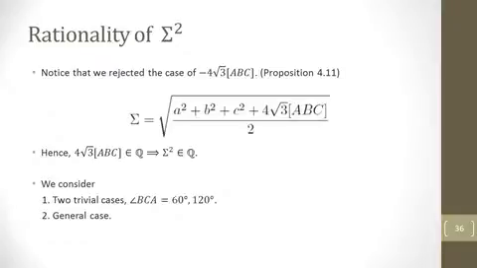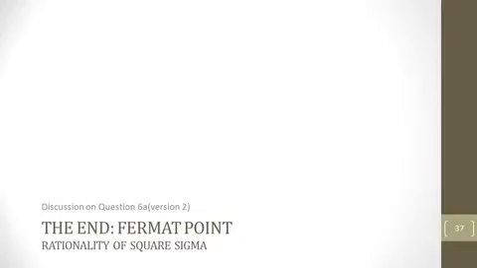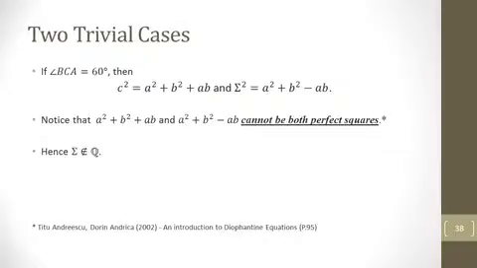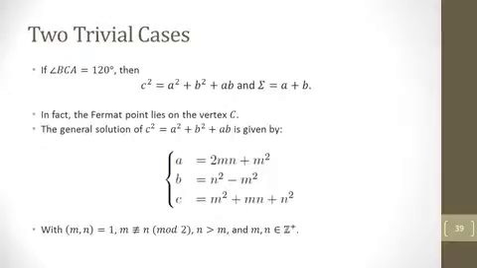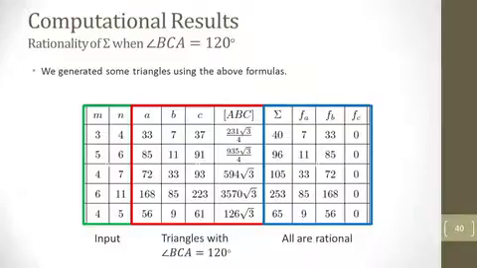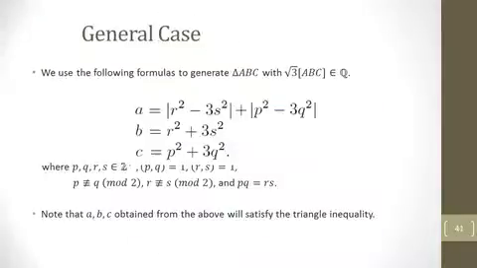And we'll consider two cases. First, we'll consider two trivial cases. If angle C is 60 degrees, then we found that it is not possible, as given in our reference. And if angle C equals 120 degrees, then its general solution is given as shown. We generated some triangles using the above formulas. As we can see, the triangles have angle C equal to 120 degrees, and sigma is rational.